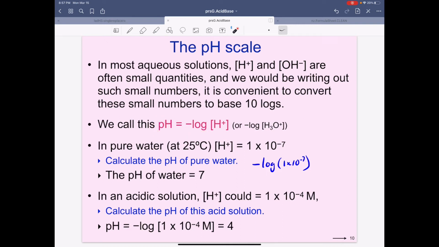So the minus log of 10 to the minus 7th is actually 7, because the log of 10 to the minus 7 is negative 7, and we're going to change the sign to make our pH scale positive. If the solution were acidic, and we had more H pluses, 10 to the minus 4th instead of 10 to the minus 7th, the minus log of 10 to the minus 4 would give us a pH of 4.